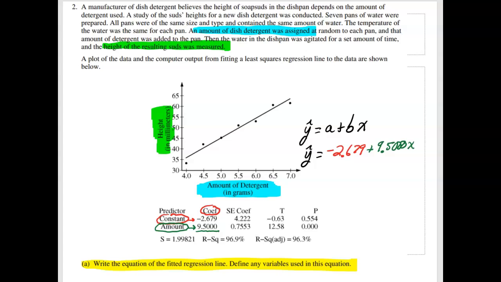If you read the paragraph, I highlighted the blue part. An amount of dish detergent was assigned at random to each pan. So there's the x. That amount of detergent was added to the pan. Then the water in the dish pan was agitated for a set amount of time, and the height of the resulting suds was measured. Therefore, in the paragraph, you also see that x is the amount of detergent in grams, and y hat is the height in millimeters of the suds.